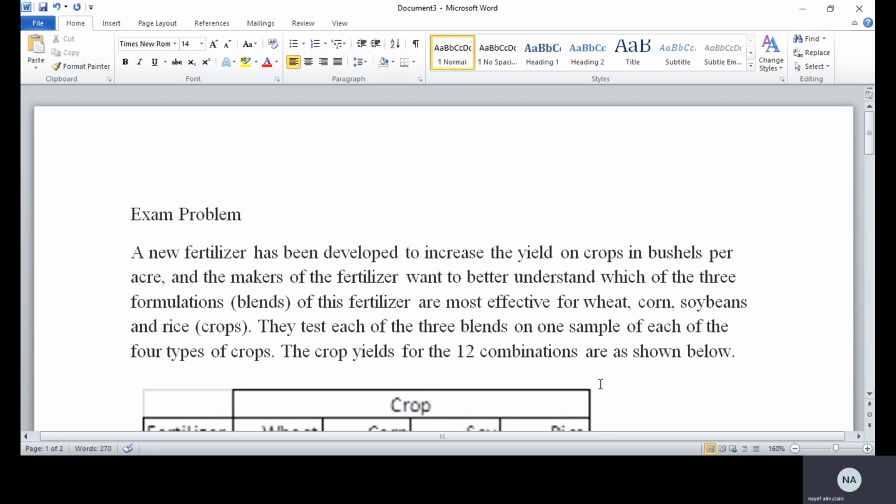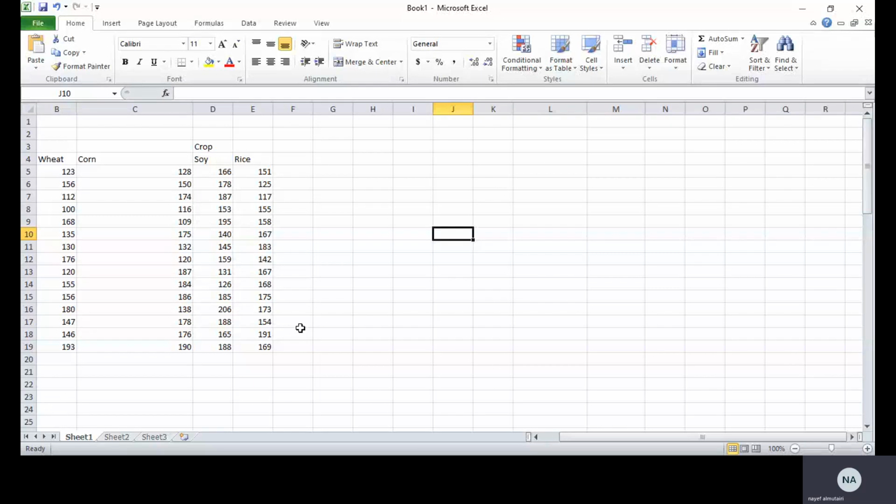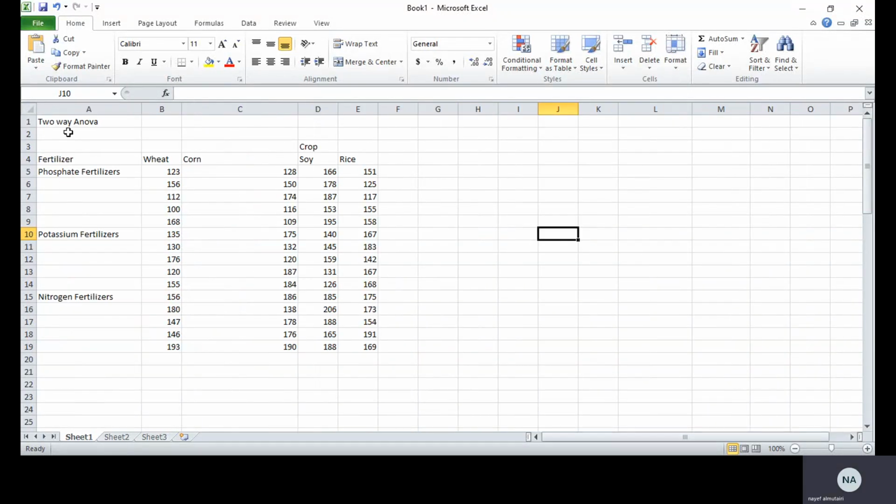So I will go and show it from Excel. So we'll show it to you now. We go and switch to Excel. Okay, so this is the sample. Now I'm going to do a two-way ANOVA.